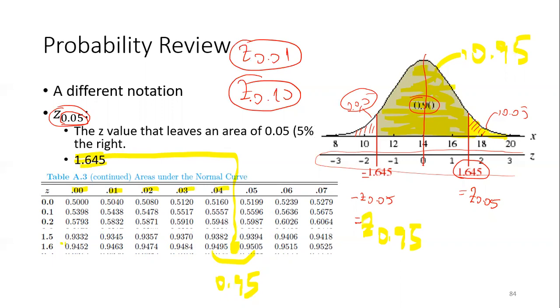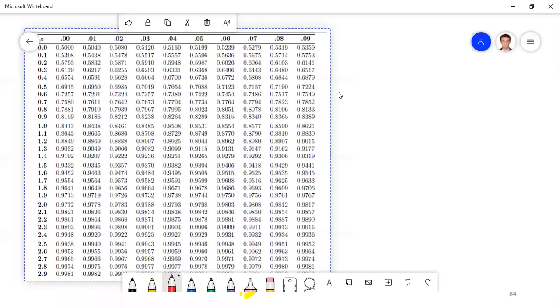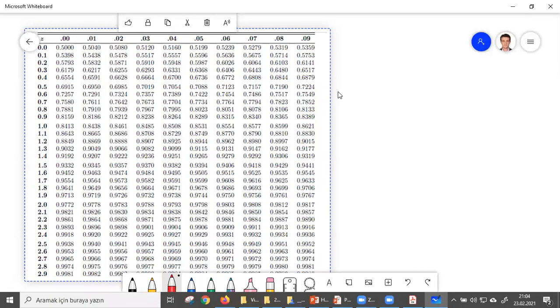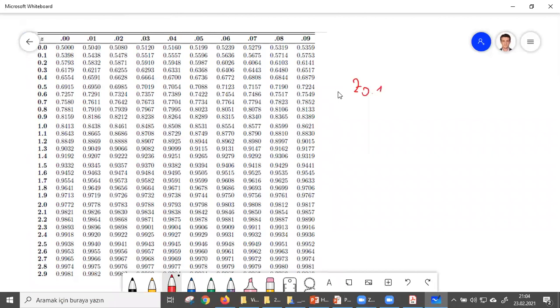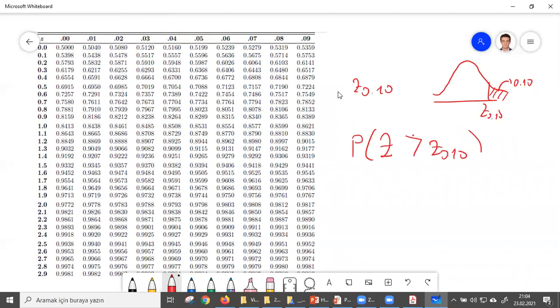And we can in fact find them from the table. I want to find z sub 0.10, which means that it leaves an area of 10% to the right. So this is z sub 0.10, which leaves an area of 0.10 to the right. What does this mean? You can write the probability that capital Z, the random variable Z, is greater than z sub 0.10 is equal to 0.10, right?